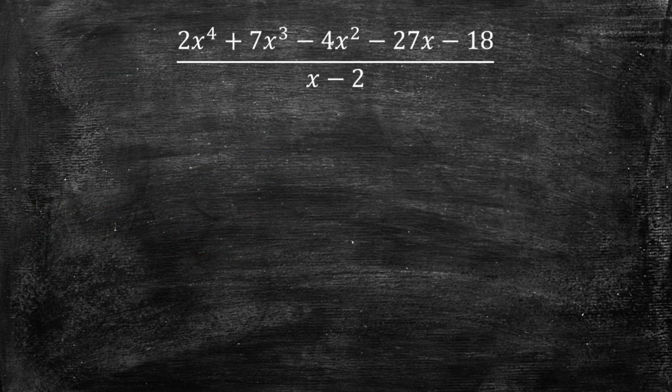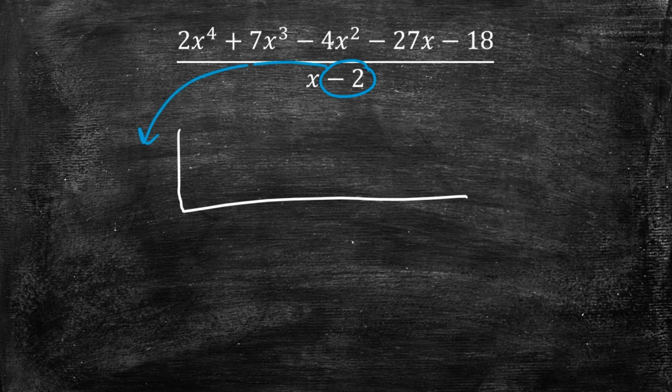Example number 3. So we have this problem right here. So let's go ahead and set this up. So we draw our funky looking L like that. You take the number on the denominator here, you change its sign, and you write it on the outside, so that becomes a 2. Now we write down our coefficients. So we have 2, 7, -4, -27, and -18, just like that.